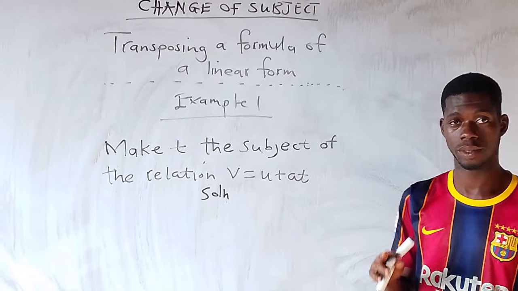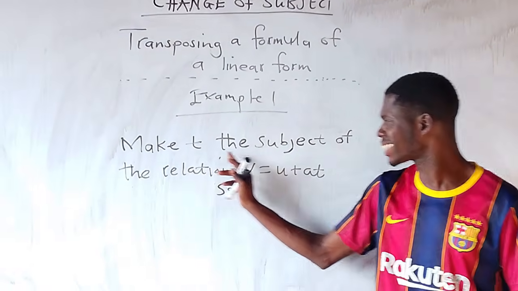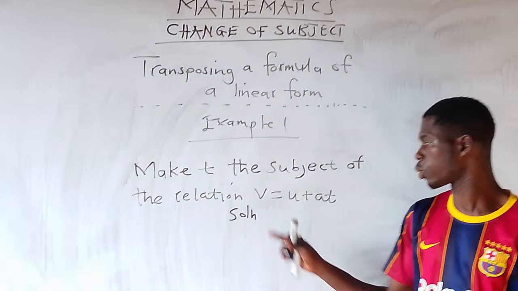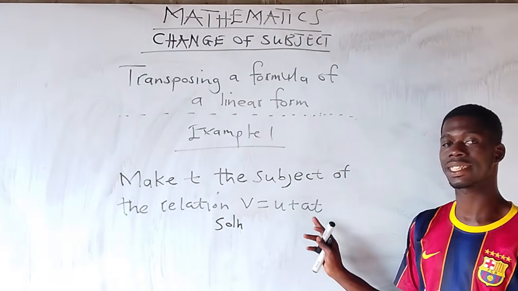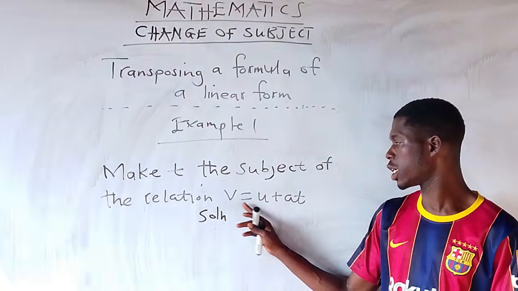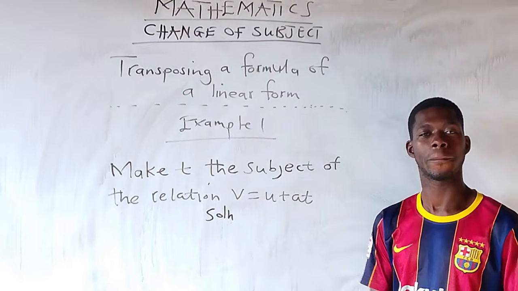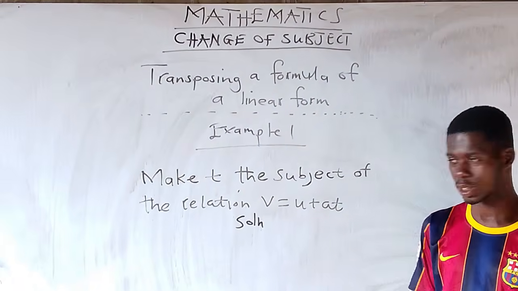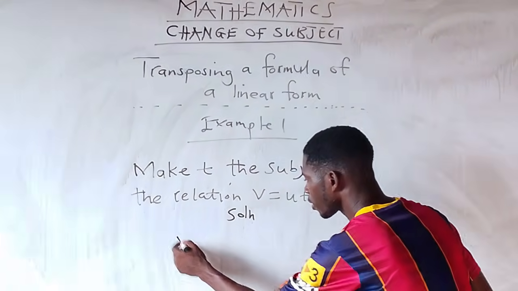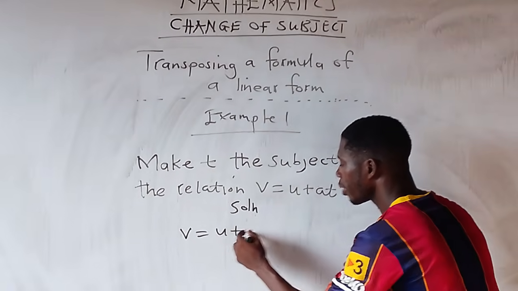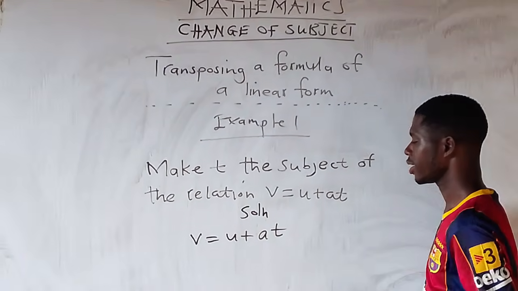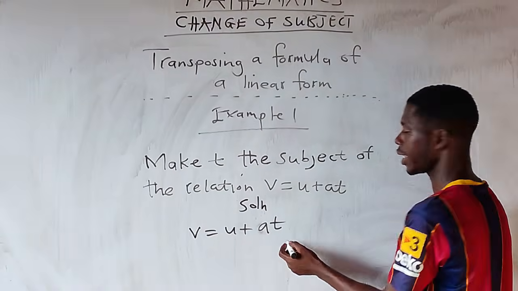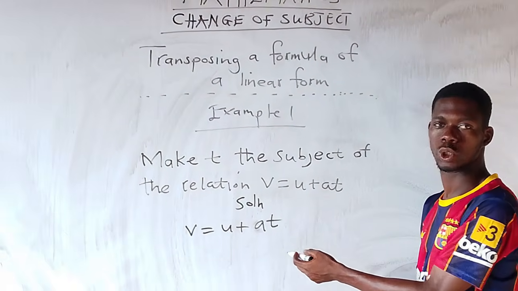The first example concerning change of subject with the one in a linear form says, make T the subject of the relation. The relation is V is equal to U plus AT. V equal to U plus AT. We are making T the subject. The A is attached to the T.